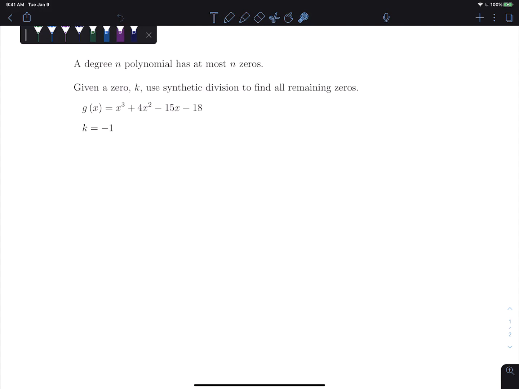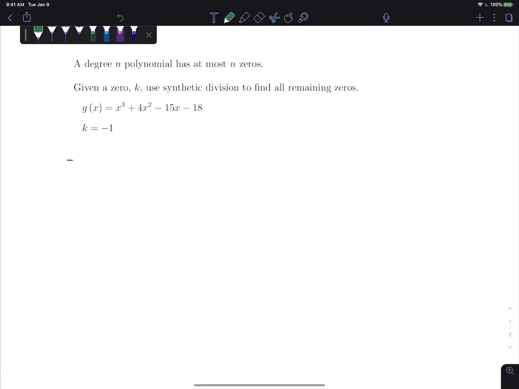Hello. In this video, we're going to find the remaining zeros of a polynomial function given a 0. The function is g of x equals x cubed plus 4x squared minus 15x minus 18. Okay, so here we're given a 0 of -1.